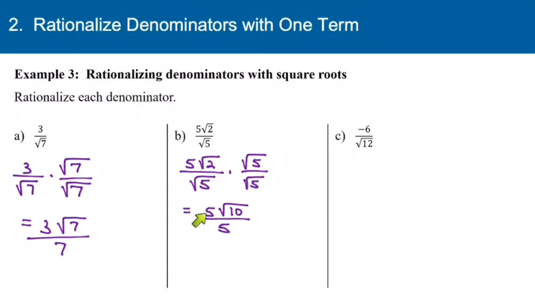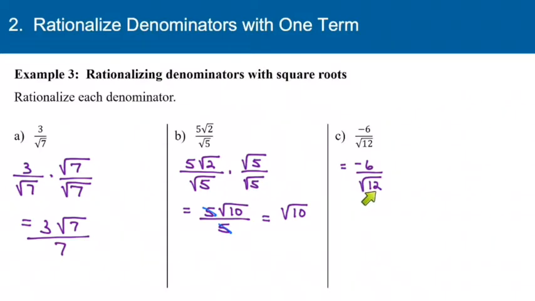And now notice that we have a 5 in the top and a 5 in the denominator, so those will cancel each other out, and we're just left with square root of 10 for our final answer. In part C, we have negative 6 divided by the square root of 12.